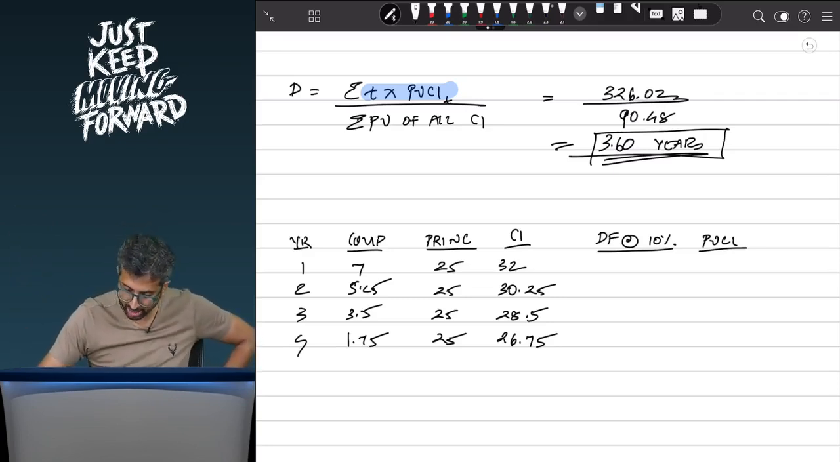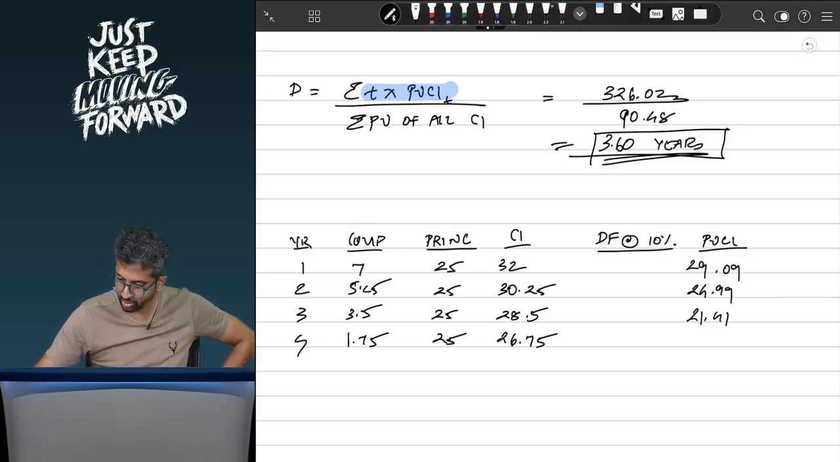So if I do this working, let us say 32 into 0.9091 comes to around 29.09, 30.25 into 0.8264 comes to around 24.99 or 25 approximately, 28.5 into 0.7513 comes to 21.41, and 26.75 into 0.683 comes to around 18.27. Probably the total comes to around 93.77.